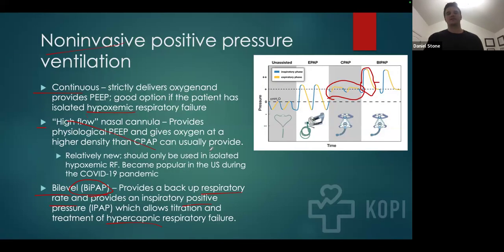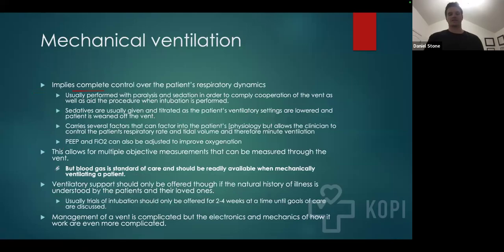But I don't think that anybody should ever be intubated or mechanically ventilated if you don't have the ability to run blood gases. The reason why is because you can hurt people when you intubate them. The reason behind this is a little bit complicated, but you're basically implying that you understand what their minute ventilation is when you intubate them.